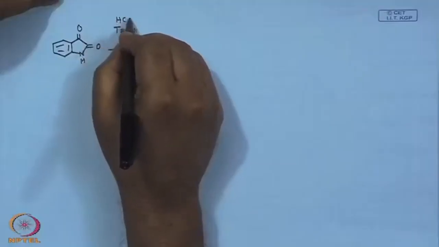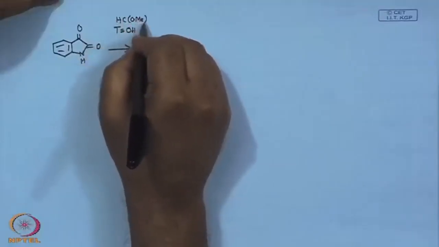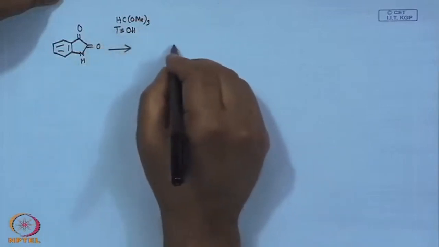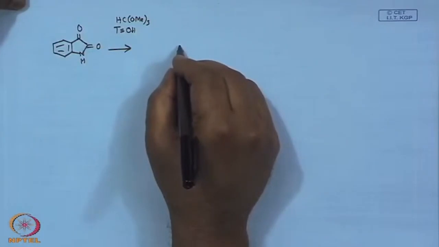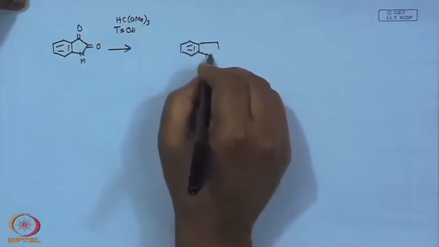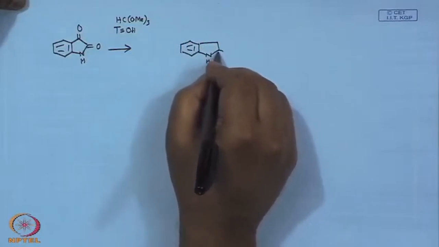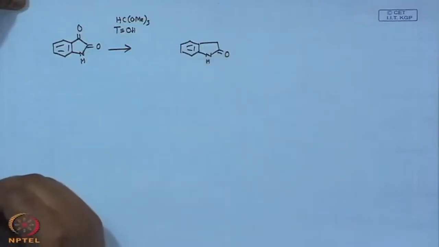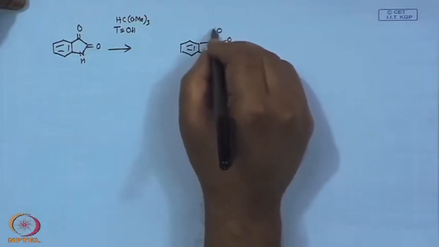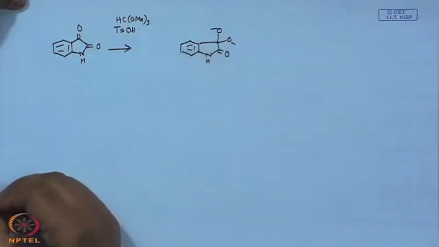In this case, if you treat with p-toluenesulfonic acid and methyl formate, I think all of us know what the answer is. Because there are two kinds of ketones, one is amide, the other is the ketone, so it will undergo ketalization, right, it will undergo the ketalization.